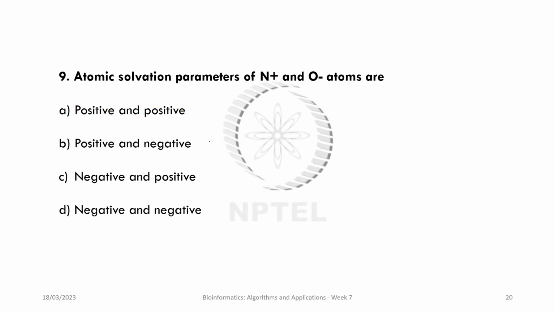Question 9. Atomic solvation parameters of N plus and O minus atoms are: option A positive and positive, B positive and negative, C negative and positive, D negative and negative. I don't know if you all remember the values of N plus and O minus from your lectures. If you have made notes, yes, or in case you remember, great. But think about these.